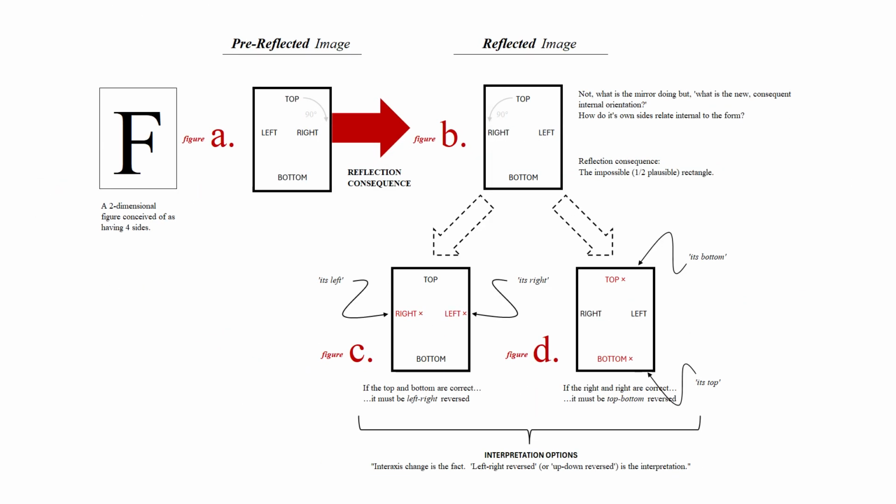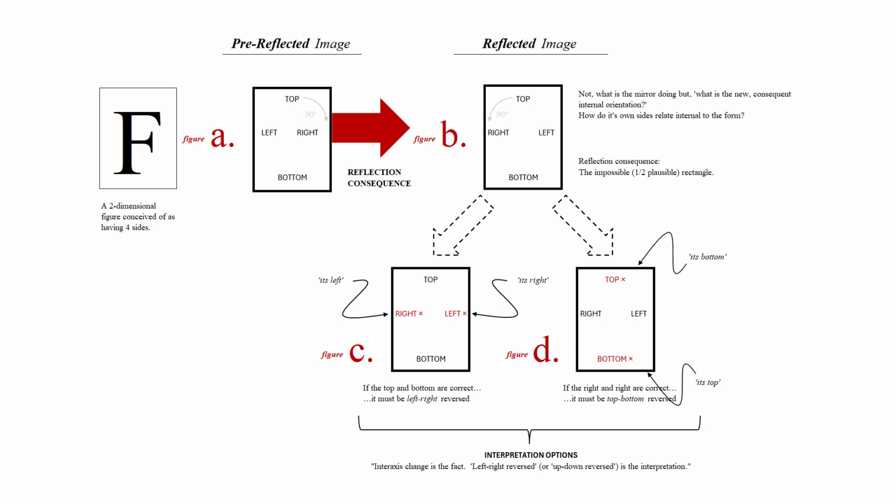Here's a diagram to generalize what we've worked out so far. The letter F can be generalized as a 2-dimensional figure conceived of as having 4 sides. Figure A shows how those 4 sides normally relate in the pre-reflected letter. Figure B shows how these relationships change. B focuses on the consequences of reflection, ignoring the rotation produced by differently angled lines of reflection. What we end up with, figure B, is what we might call the impossible rectangle. But, as we've already learned, we could also call it the half-plausible rectangle.